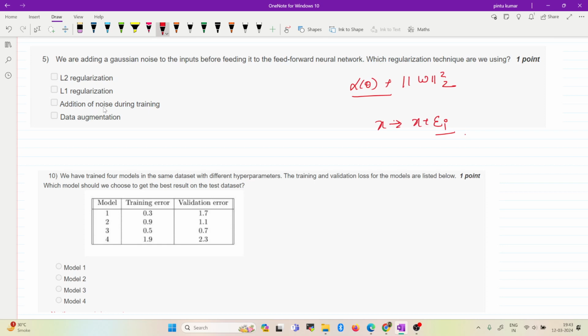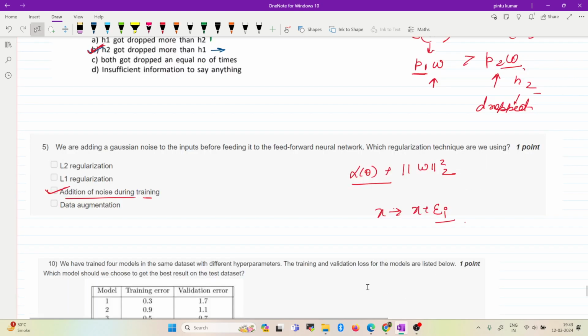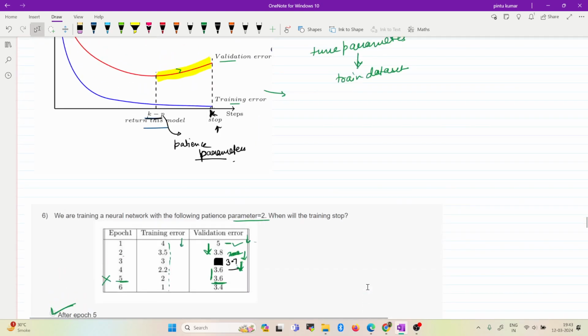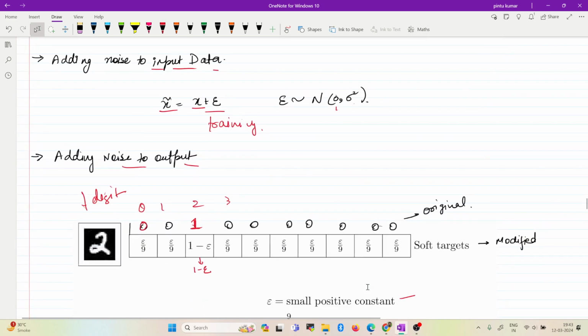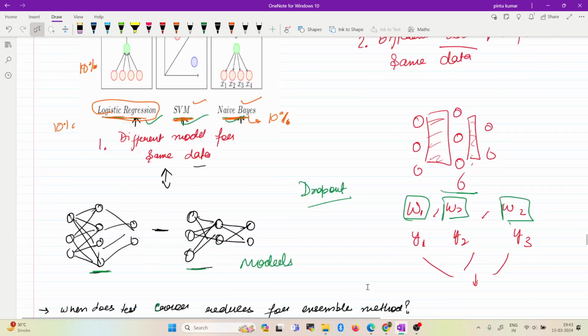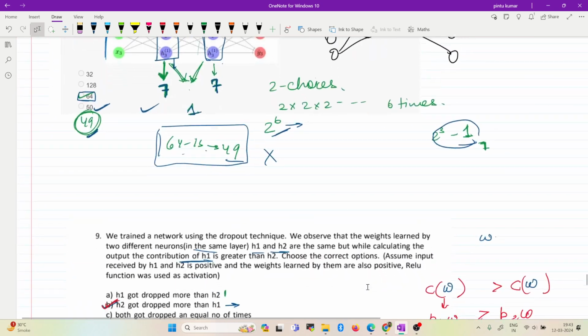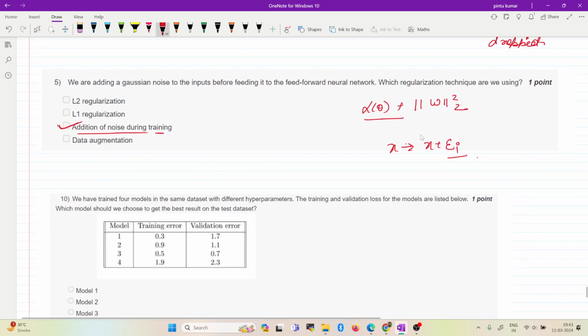Okay, so here there are two correct options. First is that when we are adding noise to the input, adding noise during training is itself a regularization technique that we discussed. We talked about adding noise to the input as well as adding noise to the output. So this is in itself a regularization technique. But when we are adding noise, we are including these noisy points also. So data augmentation is also correct. So these two are the correct options.